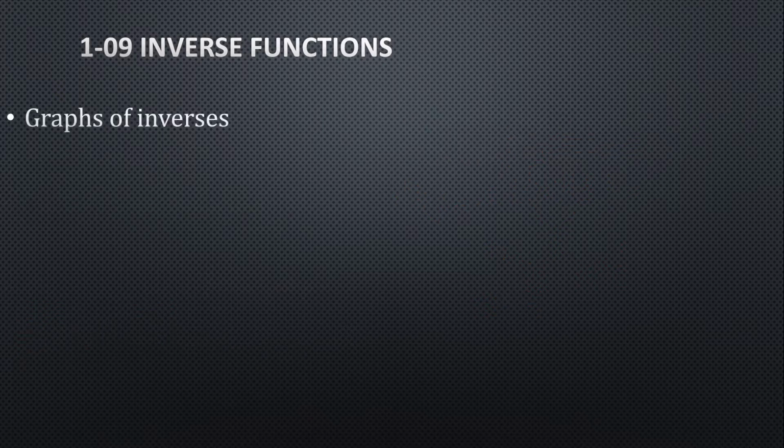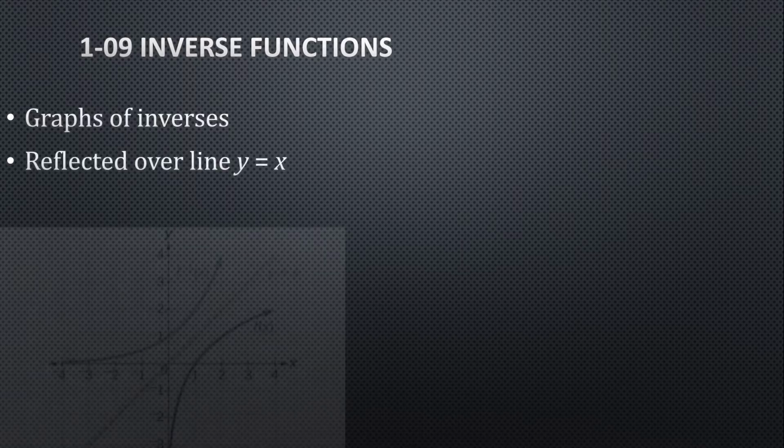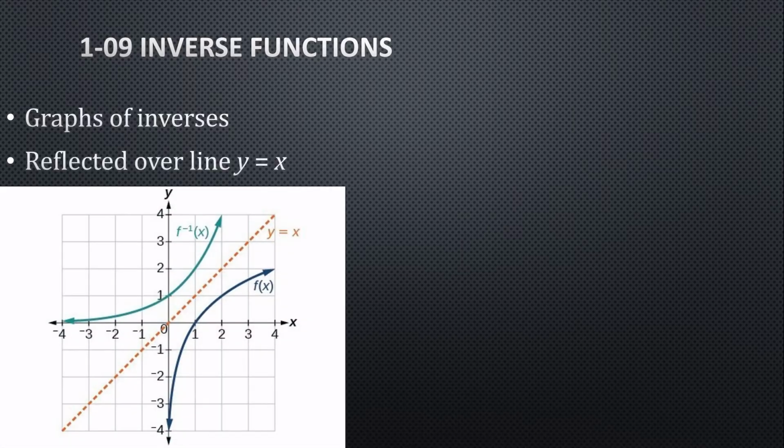Talking about the graphs of inverses, they're reflected over the line y equals x. It's the dotted line in this graph here. So if you take a point (2, 1), and the inverse switches the x and the y, so instead of (2, 1), it'd be (1, 2). Notice those are the same distance from the dotted diagonal line, the y equals x.